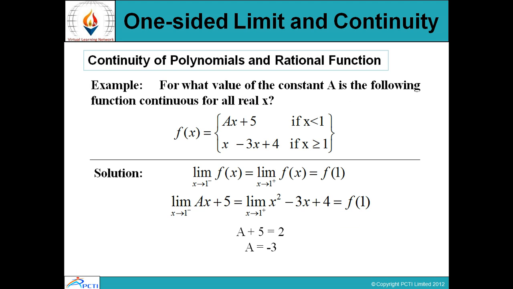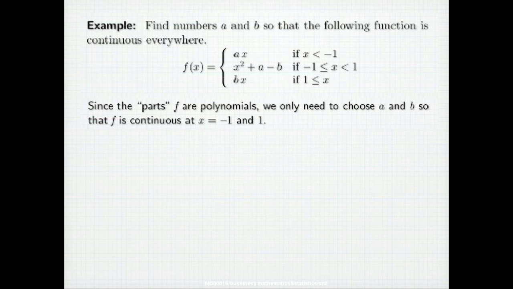For what value of the constant a is the following function continuous for all real x? The function f(x) equals ax plus 5 if x is less than 1, and x square minus 3x plus 4 if x is greater than or equal to 1. So the limit as x tends to 1 from the left of f(x) equals the limit as x tends to 1 from the right of f(x) equals f(1). So a plus 5 equals 2, and a equals minus 3. Another example, same, you can do it.